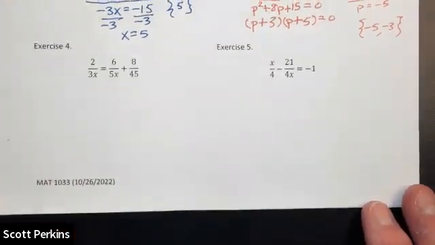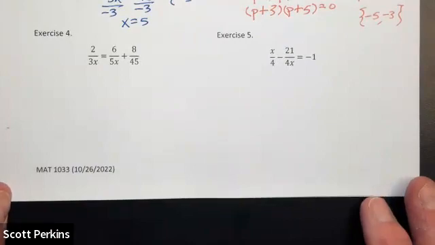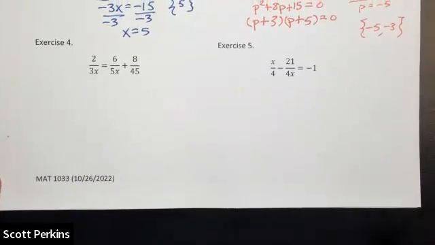Exercise 4, same thing. Let's take 30 seconds, figure out what the common denominator is. So you have to figure out what the multiple between 3 and 5 and 45 is going to be. You need to employ the listing method. Go for it.